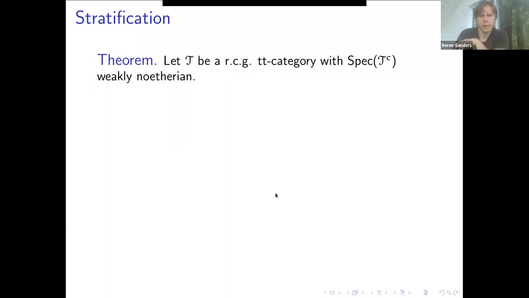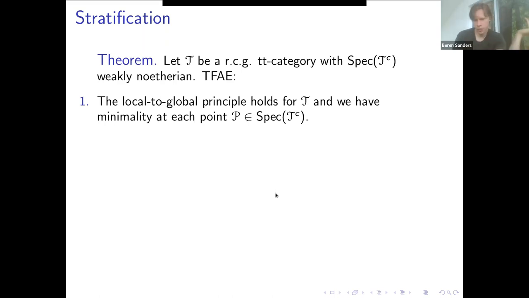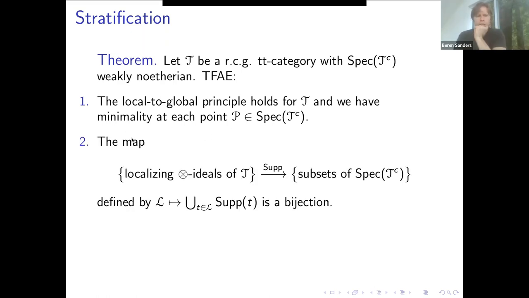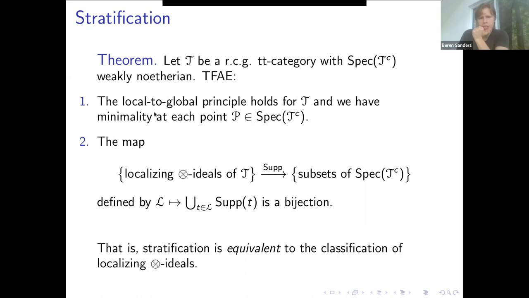And so the first theorem we can say then is that if T is a rigidly compactly generated category whose Balmer spectrum is weakly Noetherian, then the following are equivalent. One, those two conditions hold: the local to global principle holds for T, and we have minimality at each point. And two, the map, the Balmer-Favi notion of support, going from the localizing tensor ideals of your category to arbitrary subsets of the Balmer spectrum, is a bijection. Okay, so in other words, stratification is equivalent to the classification of localizing tensor ideals. The localizing tensor ideals are classified by this notion of support precisely when those two conditions hold.